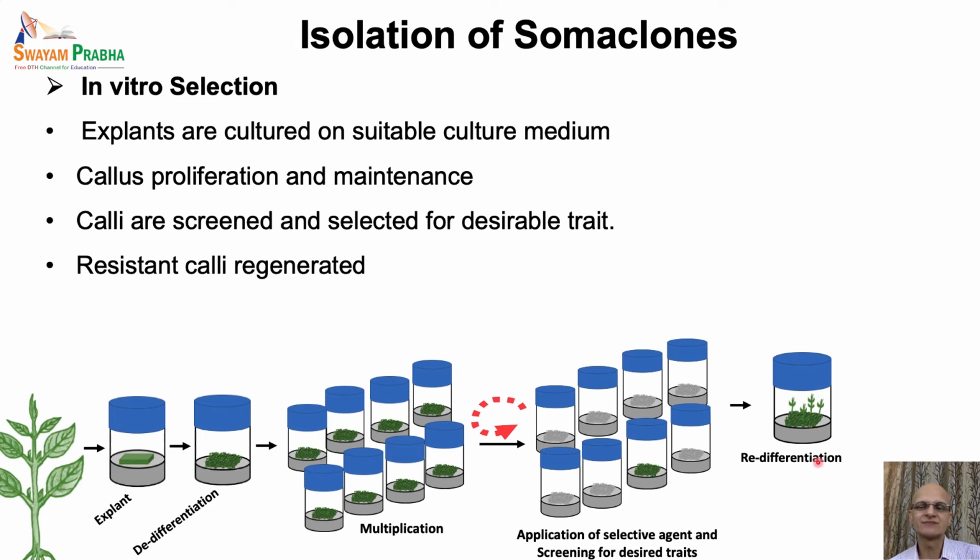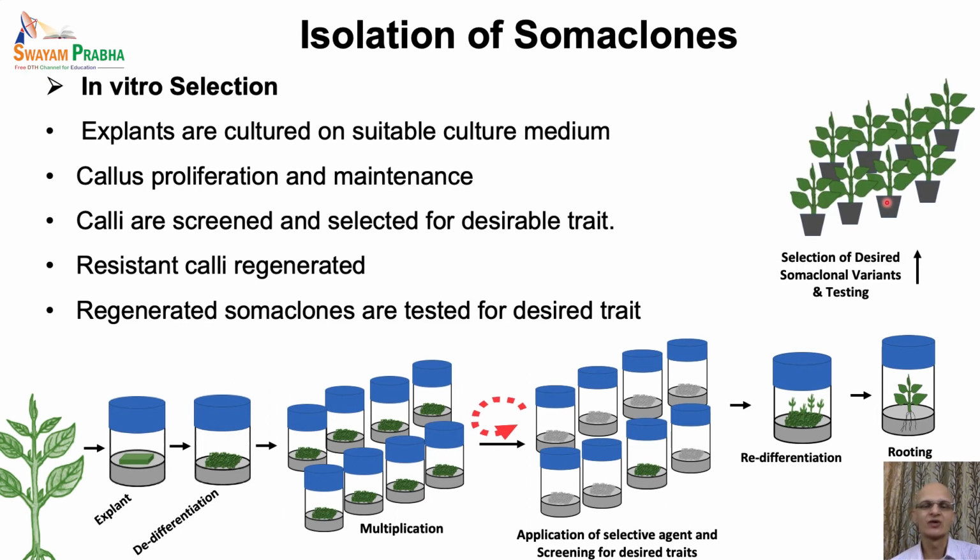Once the shoots are regenerated, shoots of sufficient size are transferred onto the rooting media, where they are induced for root production and they form plantlets. Finally, the regenerated somaclones are transferred to the soil for hardening, and again these plants are tested for the desired trait in the field condition, and this cycle of testing is repeated a few times too.